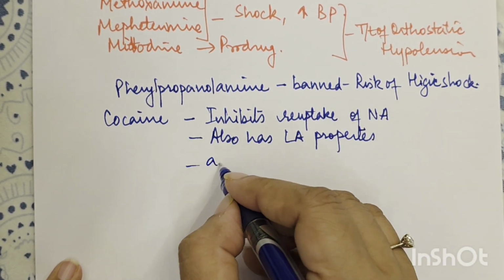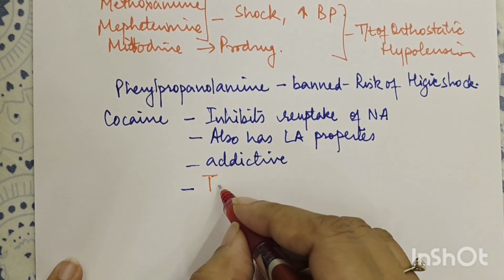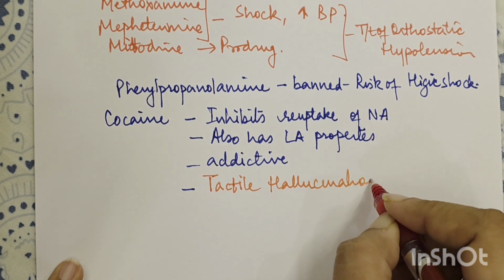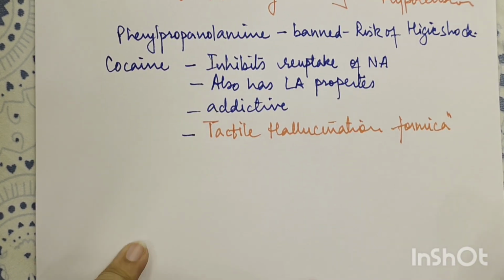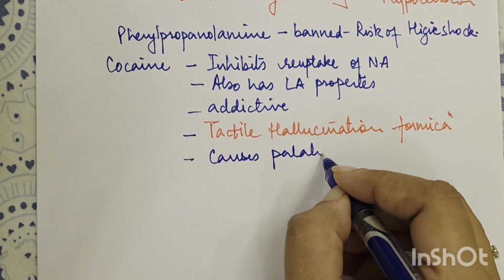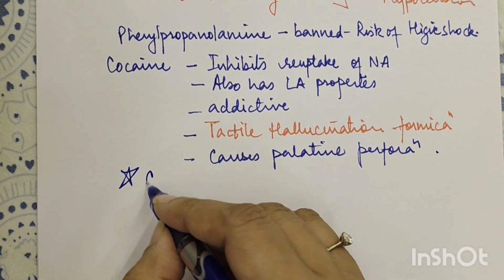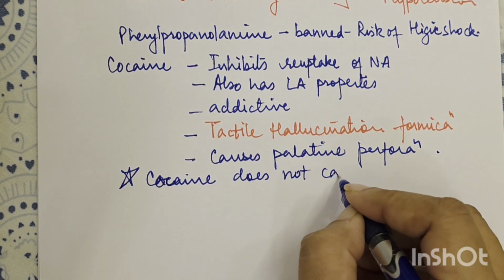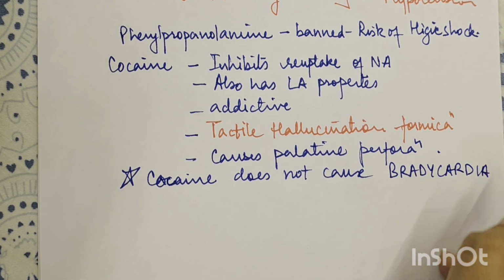Okay, secondly, it is addictive, and a very interesting phenomenon which is normally asked also, cocaine causes tactile hallucinations, which is called formication, a sensation of bugs crawling on the skin, and it also causes palatine perforation, right? Sometimes they will ask you, cocaine causes this, cocaine causes this. So cocaine does not cause bradycardia. Remember this. Okay.